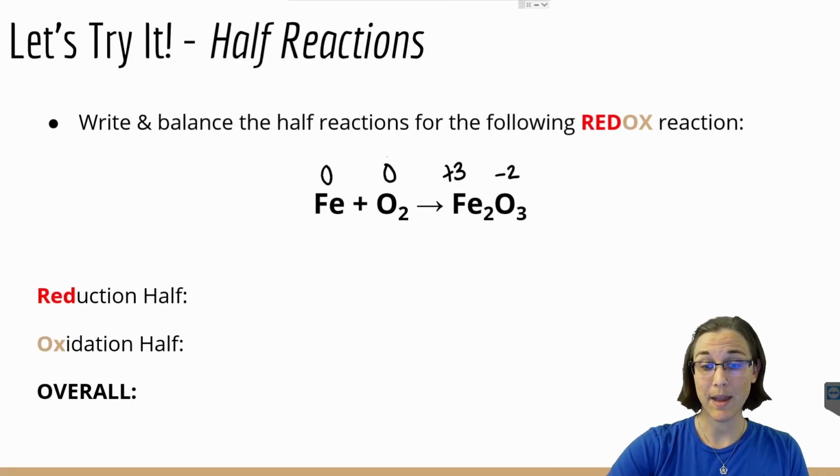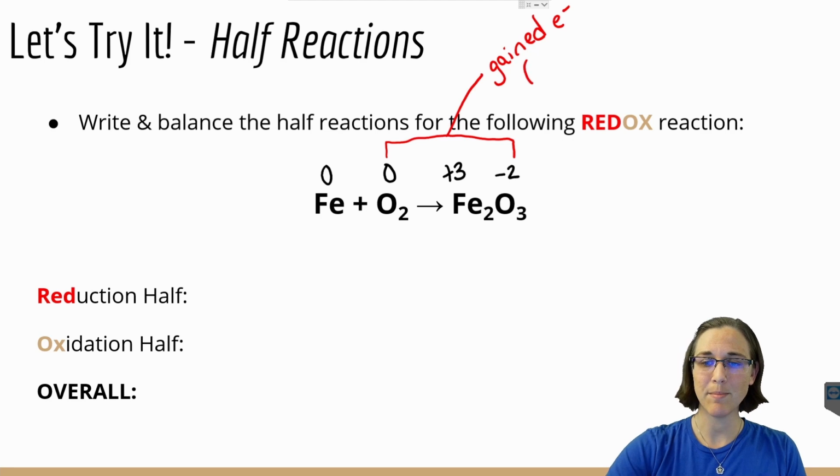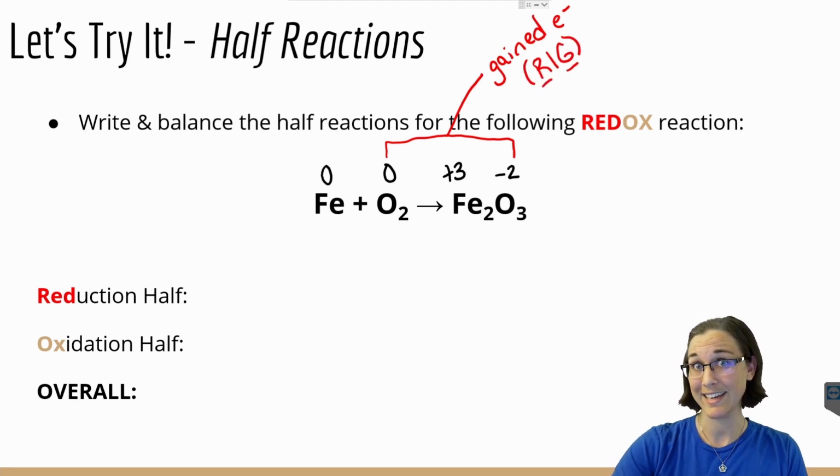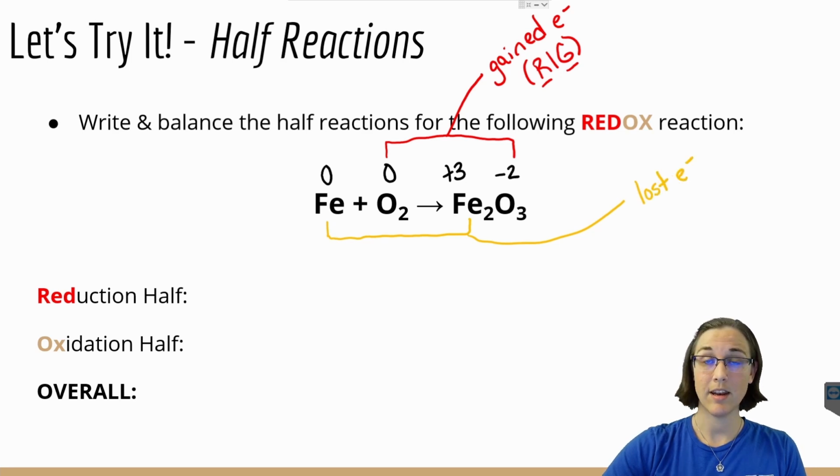Now we see by comparing the oxygen reactant to the oxygen product that it became more negative. That means it must have gained electrons. And if it gained electrons, that must mean it's the reduction half, the Rig part, since it gained. While the iron went from a 0 oxidation state to +3, that means it must have lost electrons. In other words, it is the oil part of the mnemonic, and it's the oxidation half because it lost electrons.